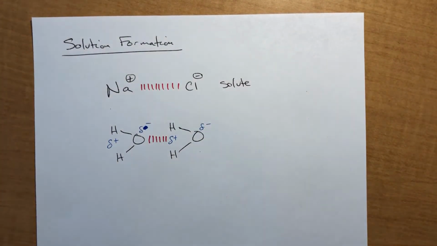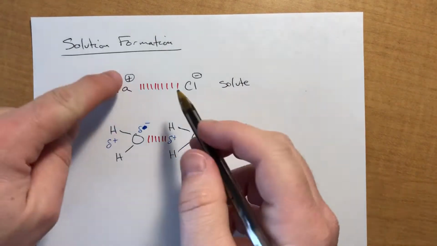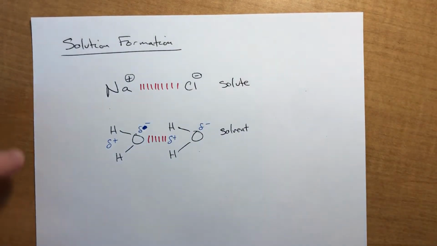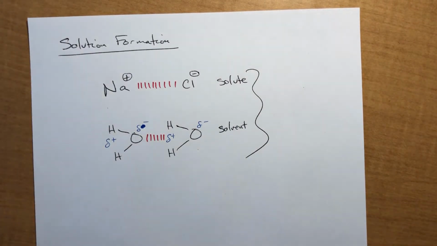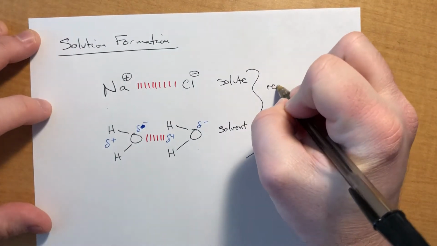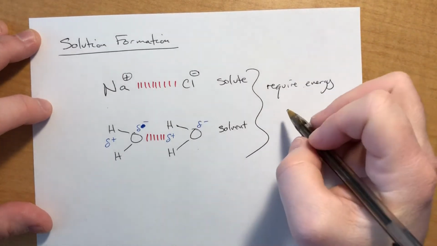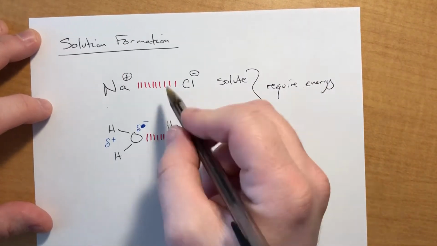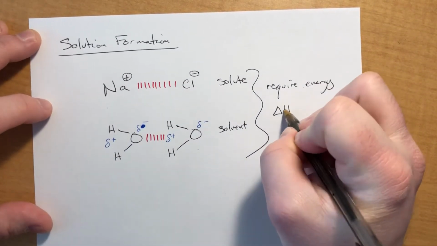This is the solvent, which will also have to be pulled apart to make room for the solute. Both of these are positive delta H things. They're very endothermic. They require energy. Basically, you're overcoming the intermolecular forces, or you're literally breaking bonds. So delta H is positive.